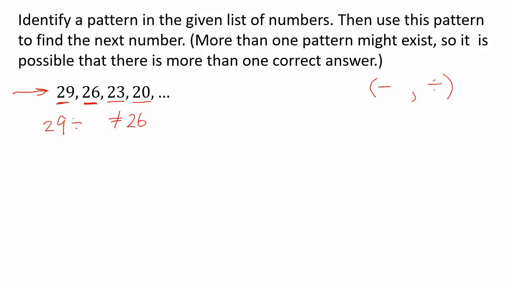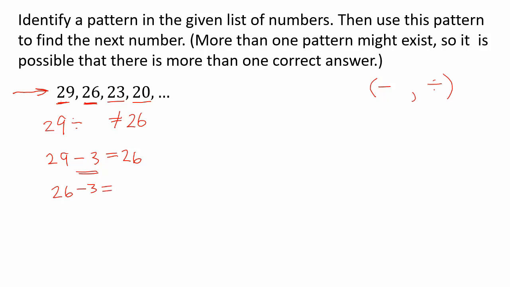I know division doesn't work, so I'm going to try a subtraction. 29 minus which value will give me 26? 29 minus 3 gives me 26. So my conjecture is if I subtract 3 from the term, I will get to the next term. Let's see if that's true. 26 is the next term.